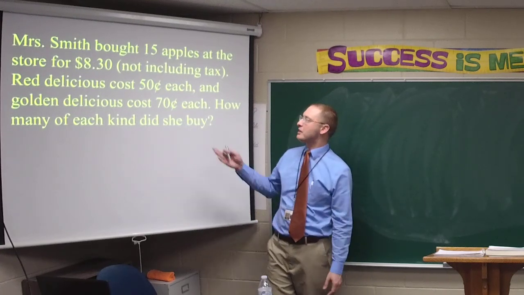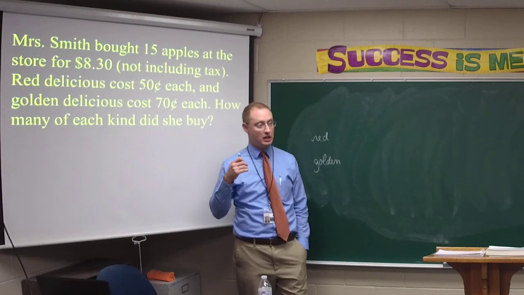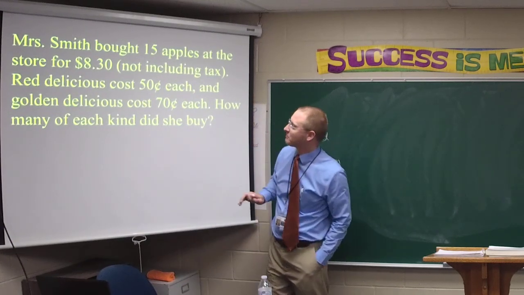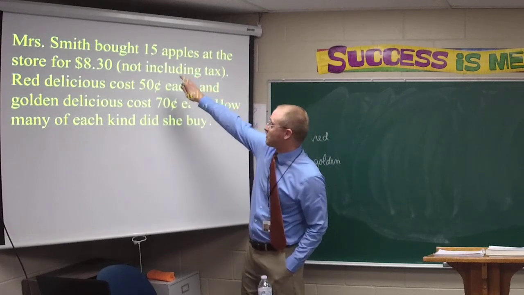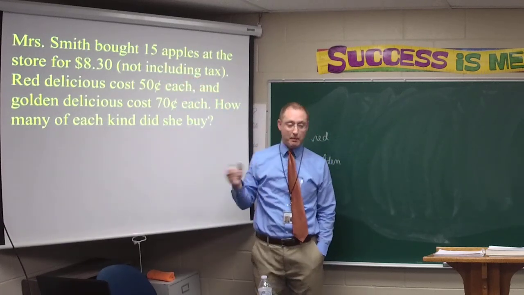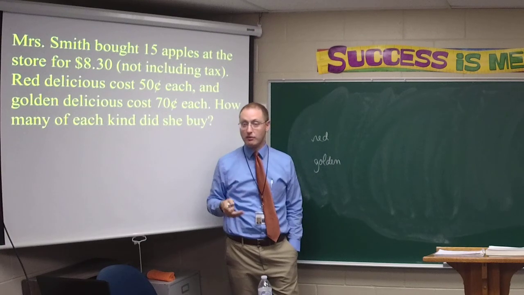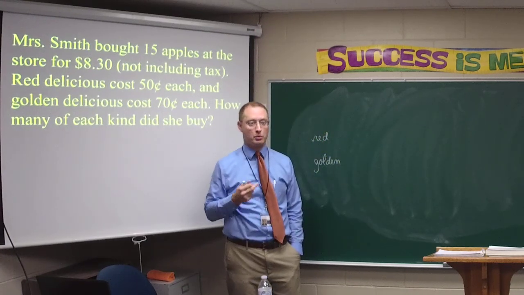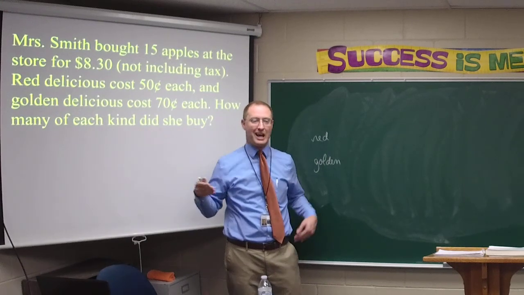But if 7 of them were red delicious, class, that means 15 apples, right? That's what it says? If 7 are red delicious, how many must have been golden delicious? 8. 15 minus 7 is 8. What if she bought a dozen red delicious apples? 3. You take the 15 minus however many the red is.